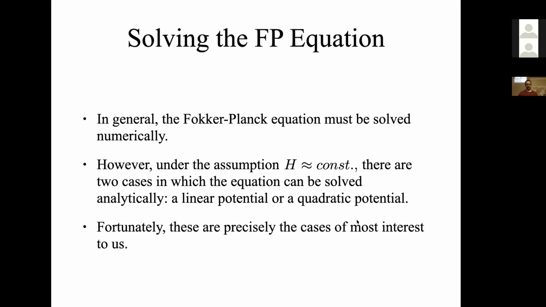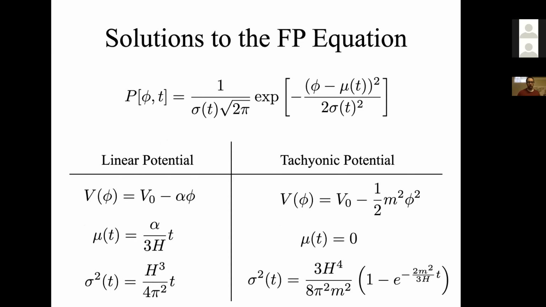In general, this equation is difficult to solve numerically, but if we make the assumption, which is valid during inflation, that H is a constant, then there are two cases where this equation can be solved analytically: the case of a linear potential or the case of a quadratic potential. And fortunately for us, these are precisely the cases of most interest. In both cases, the solution to the Fokker-Planck equation is simply a Gaussian. So it's this Gaussian PDF right here.